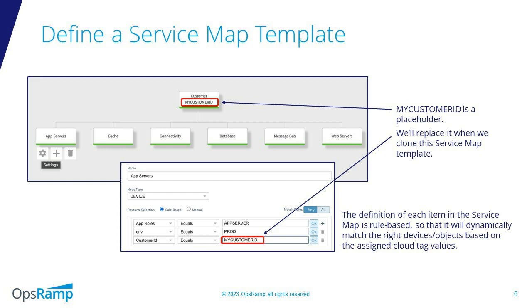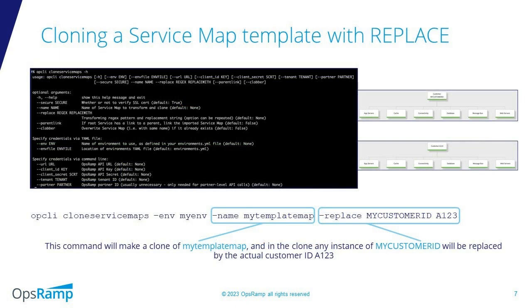And of course, we do the same thing across the board for all these other services. And because we're doing a dynamic rule-based definition here, when we clone it and make that tweak, it'll pick up the right resources. So next is, how do we do that cloning?